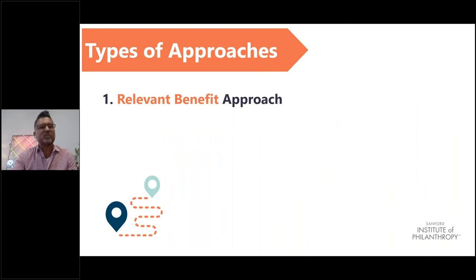I think I can do them pretty quickly. Also, just as a reminder, you guys will get this deck after the webinar. So if I breeze through some of this pretty quickly, you'll have it to refer to. But just kind of the seven types of approaches.